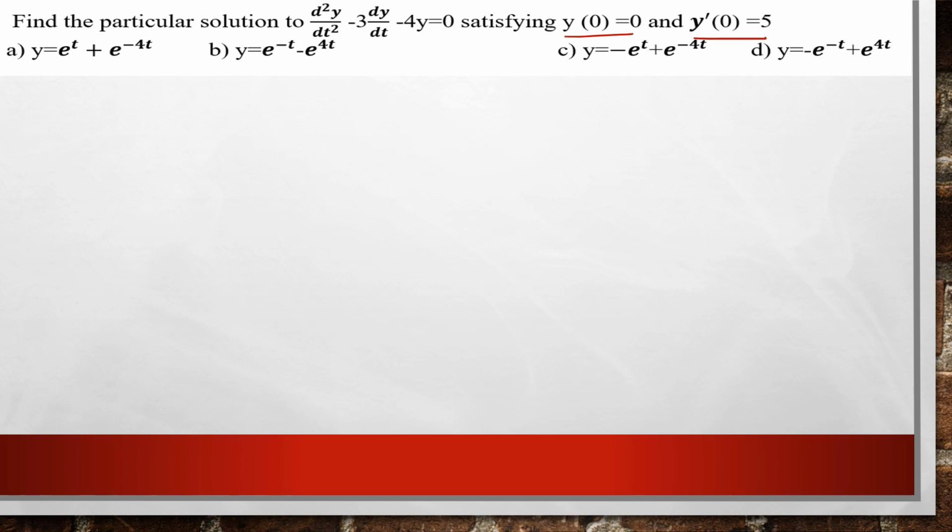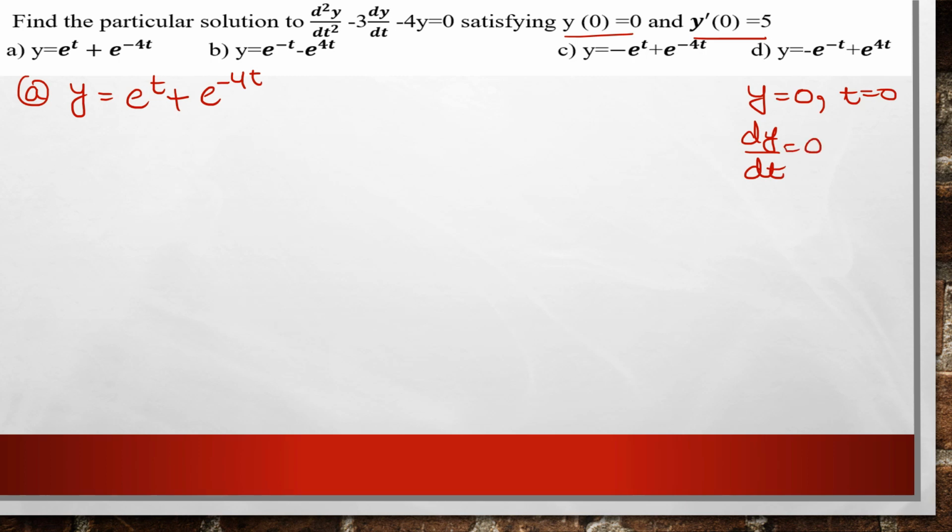So here, what is the first option? In the first option they have given you e power t plus e power minus 4t. So what is the first condition? The first condition is saying y will be 0 at t equals 0. The second condition is saying dy over dt will be, sorry, 5 at t equals 0. So we just need to check this thing. So what is y of 0 here? If you place 0, this will give you 2. But this should be 0, right? At t equals 0, y should be 0. So that means option A is incorrect.